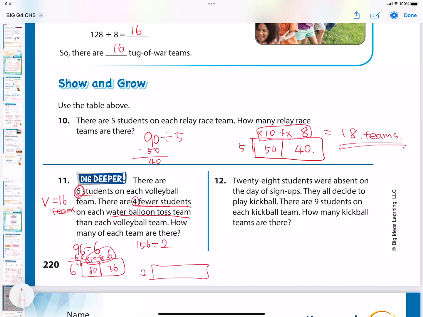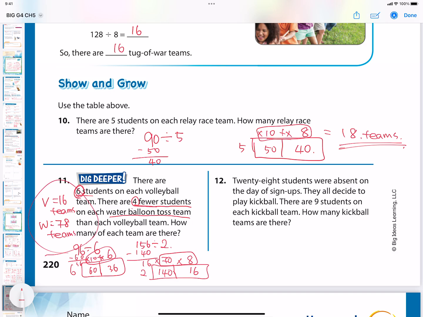Since I know 2 times 7 is going to make 14, okay, 14 tens, right? I know what is left over. 16 is left over. Make sense? Now 2 times 8 is going to make 16. So I got all the partial quotients, which is what? Since I know partial quotients are 70 and 8, I can add them together simply, right? So the water balloon toss teams are 78 teams.